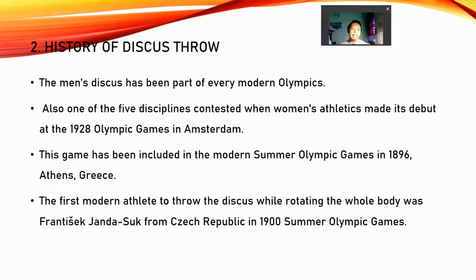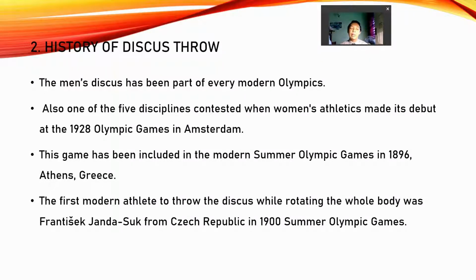The next subtopic is history of discus throw. The men's discus has been part of every modern Olympic Games. Discus throwing emerged in ancient Greece around 708 BC when the sport was added to the 18th Olympiad. Discus is also one of the five discipline contests when women's athletics made its debut at the 1928 Olympic Games in Amsterdam. So what are the five disciplines that I mentioned earlier? The five disciplines are discus throwing, running, jumping, wrestling, and javelin.